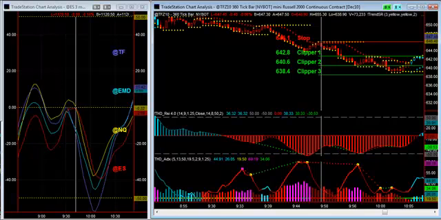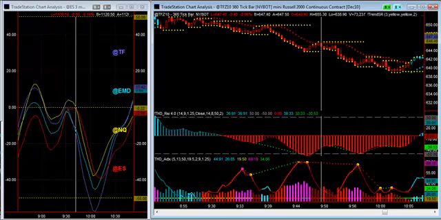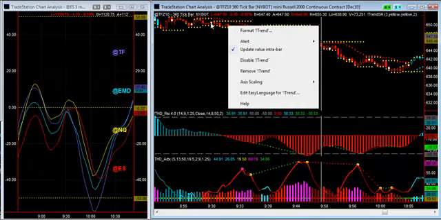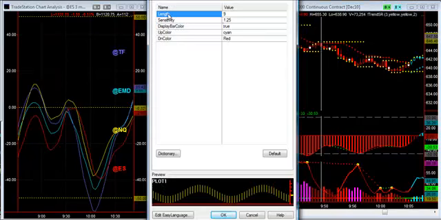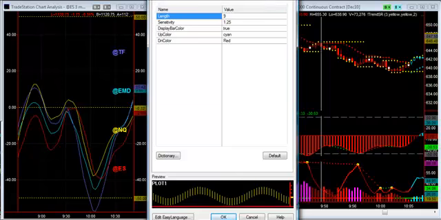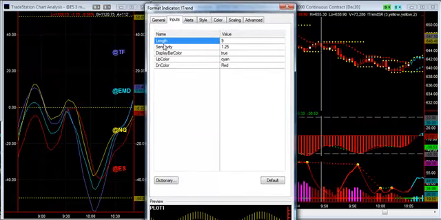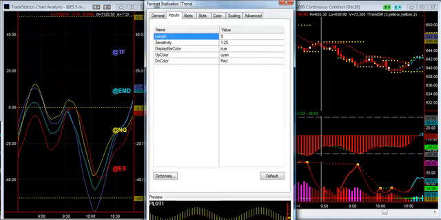Now I'm going to status off the clipper for a moment, and I'm going to show you the inputs on the trend. I do that by right-clicking on the price bars and going to Format Trend. You can see that the inputs on the trend are length, which is set to 9, and ATR sensitivity, which is set to 1.25. We have display bar color. This is either a true or false input, and then we can choose the up and down colors on that indicator.